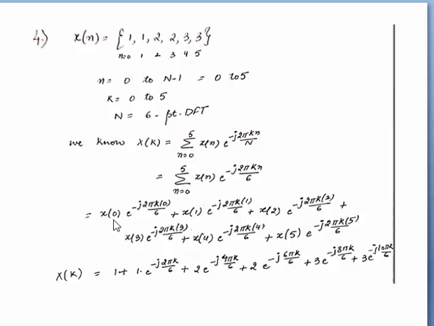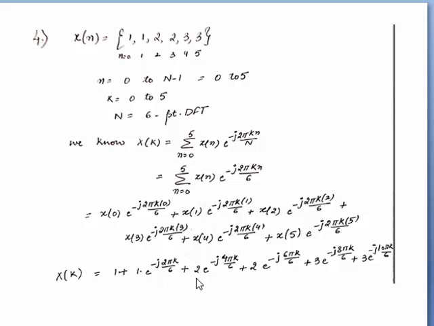Now we know the values of x in the given sequence. x of 0 is 1, x of 1 is 1, x of 2 is 2, x of 3 is 2, x of 4 is 3, and x of 5 is also 3. Now put these values in this equation. x of 0 is 1, e raised to power 0 is 1, 1 into 1 is 1. Now x of 1 is also 1, it becomes 1 into e raised to power minus j 2 pi k by 6.